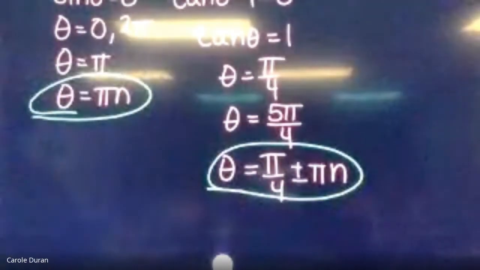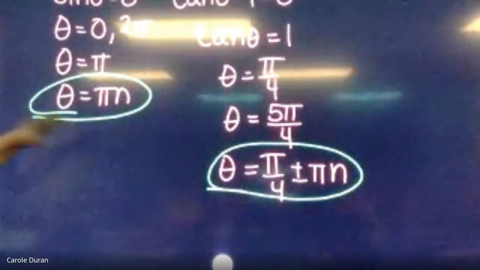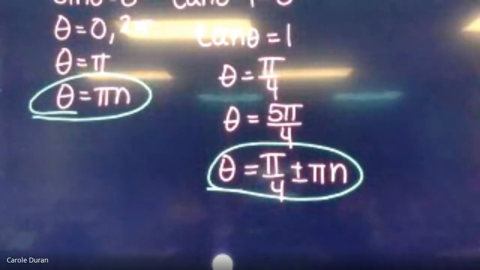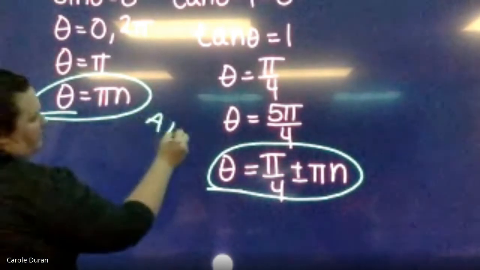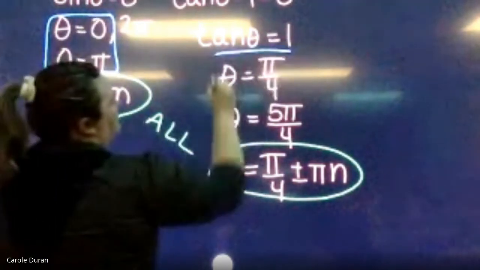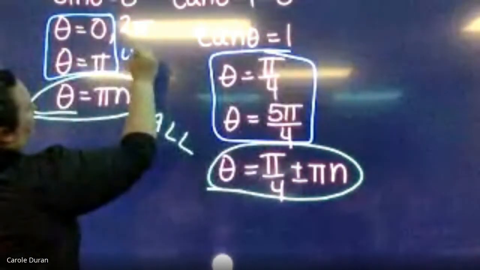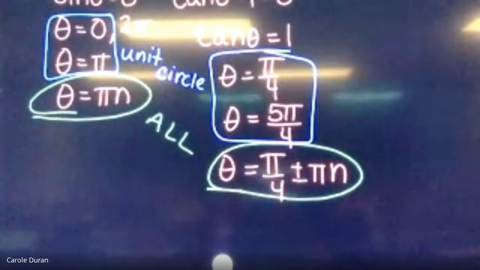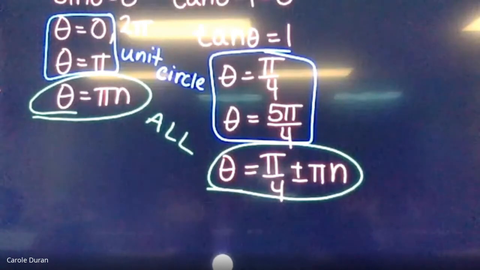If I wanted solutions for all angles that make it true, those green ones are the ones that I want. If I said angles on the unit circle, then 0, pi, pi over 4, and 5 pi over 4 would be your 4 solutions. So those are the alls, and these would be the unit circle. Just depends on what I was asking for. And on your homework, I did ask for each. So you need to pay attention to what the directions are asking.